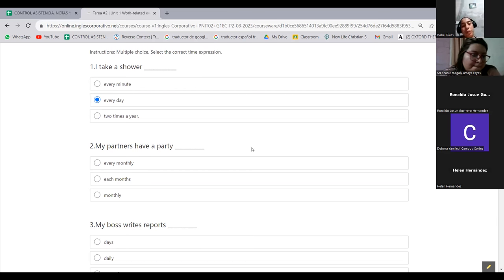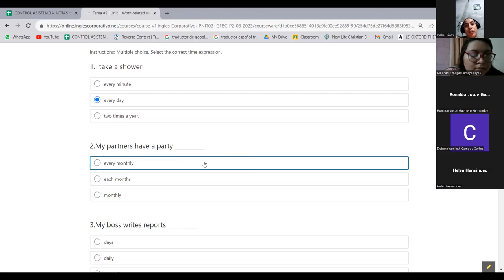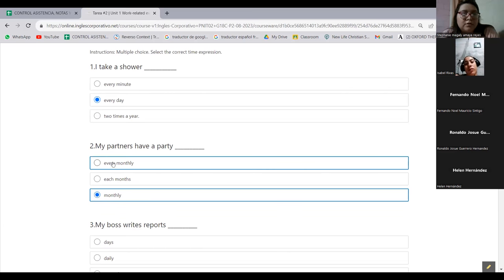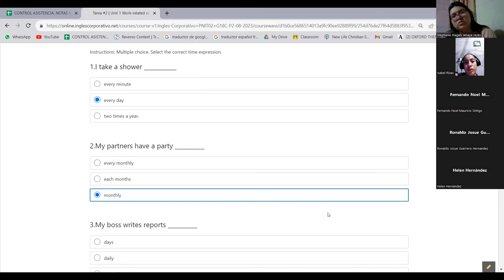Number two. My partners have a party every monthly. Every monthly? No, it is monthly. Okay, monthly. Porque no podemos unir, ¿verdad? O es every month o monthly, ¿verdad? Cualquiera de los dos. ¿Se acuerdan en aquella última pregunta que teníamos en el cuadrito? Que decía, había una pleca ahí, o una o la otra, ¿verdad? Okay. Pero no juntas.